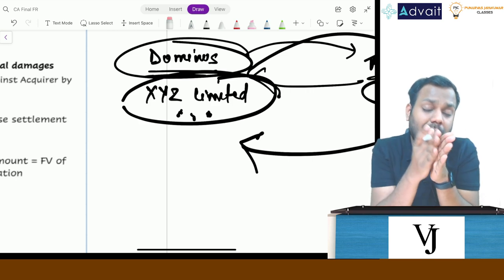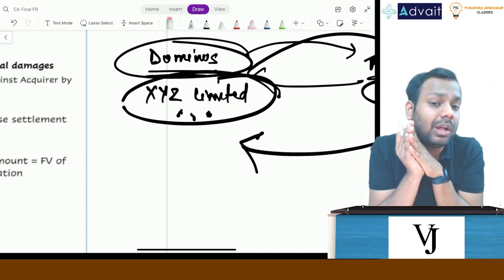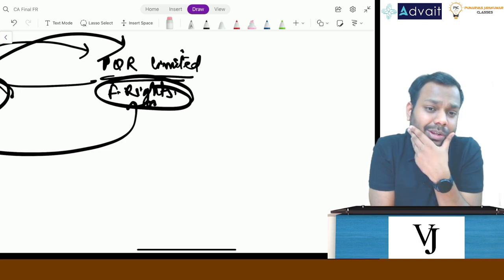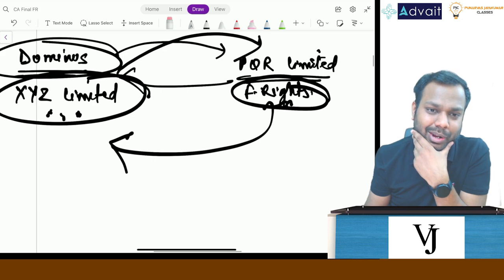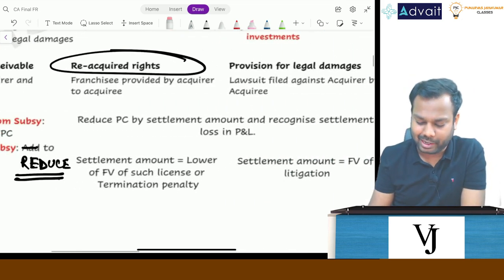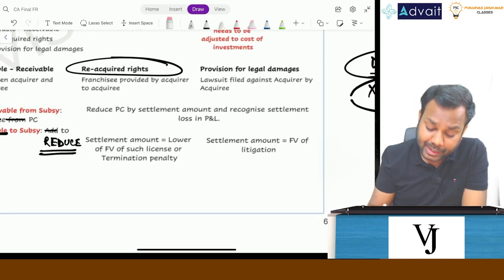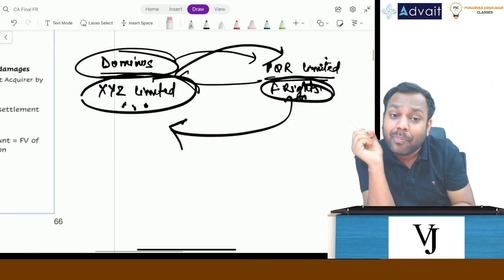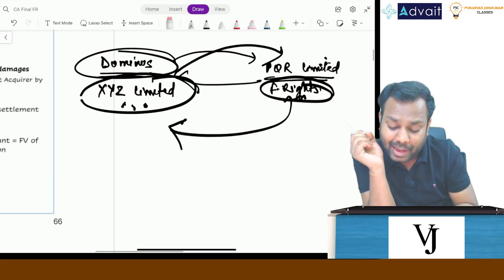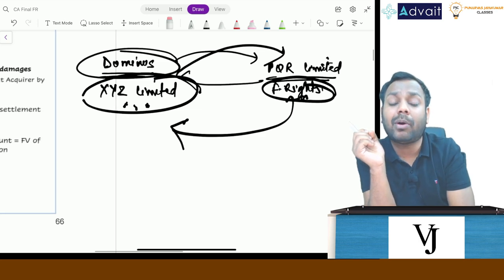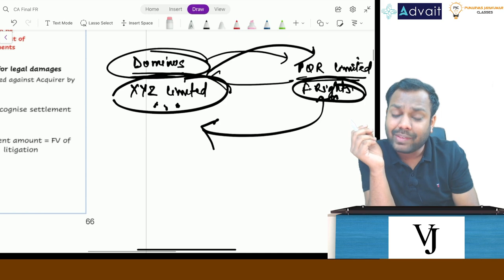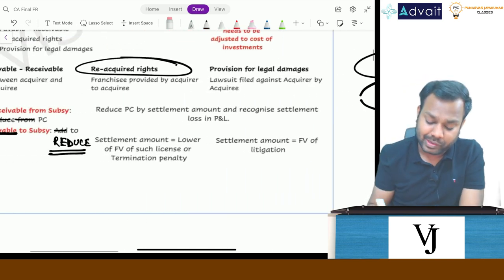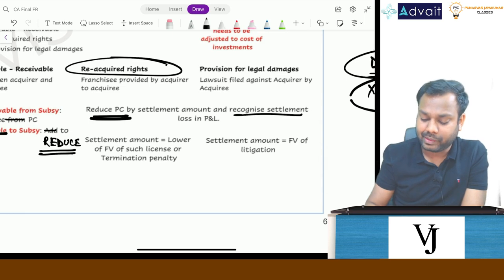Settlement amount will always be a lower amount. And you might ask, why will PQR accept a lower amount? Because XYZ anyway controls PQR now, so there is no challenge in that. It says reduce the purchase consideration by the settlement amount. Why reduce? Because XYZ has a payable of that amount to PQR, since it is XYZ who is cancelling the contract.